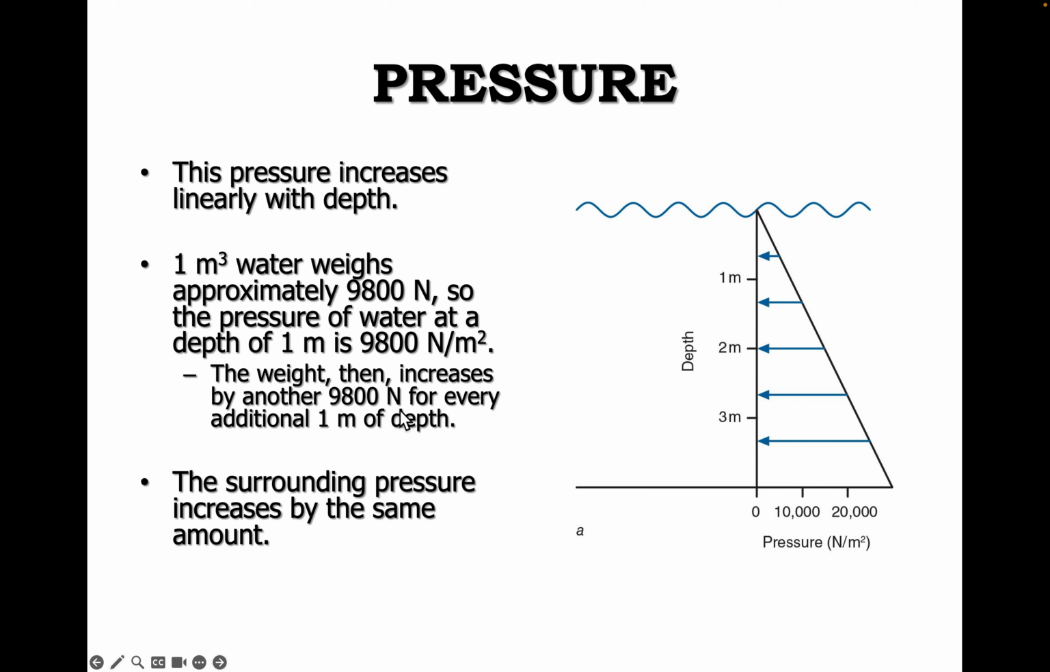So if an object is 2 meters deep in water, real quickly, it'd be about 19,600 newtons of pressure if it's 2 meters deep in the water.